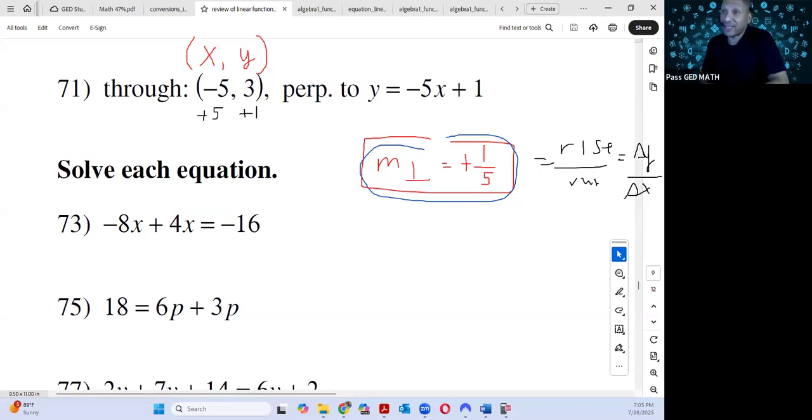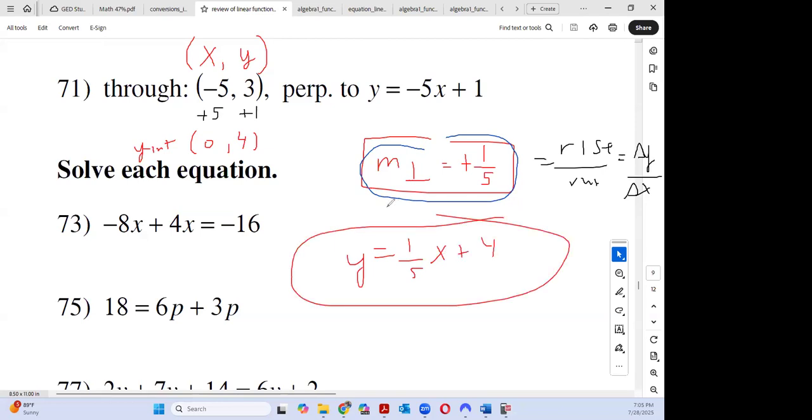Now, my second point, I got to combine them. So -5 plus 5 is 0. 3 plus 1 is 4. I know this is my y-intercept already because my x is 0. I know my slope is 1/5. Y equals 1/5 x plus 4. Look at that.